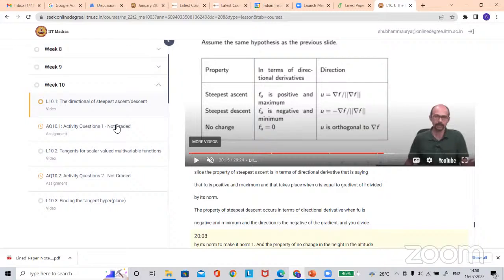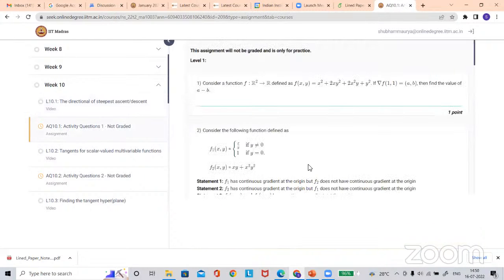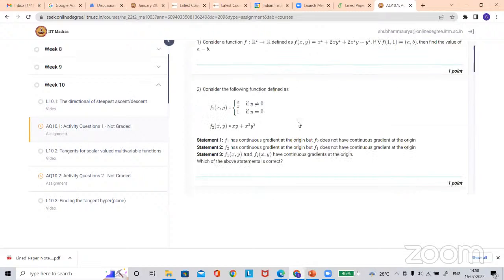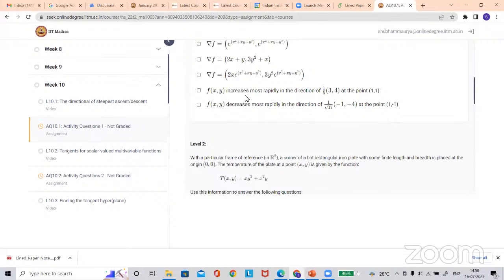This is just an inference of what is going to be most rapidly increasing, most rapidly decreasing. Just the wording is different. What do steepest ascent and descent mean?